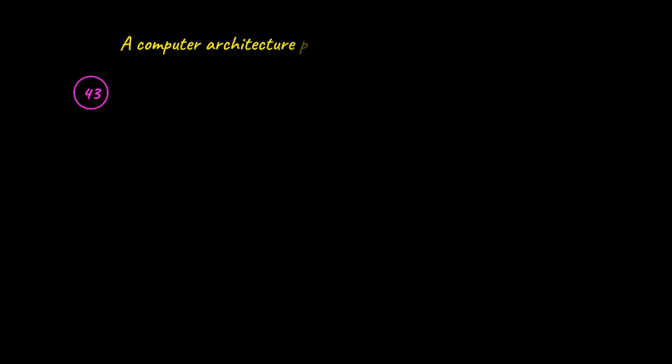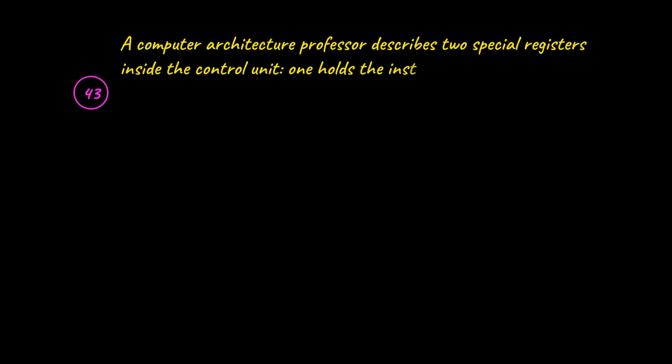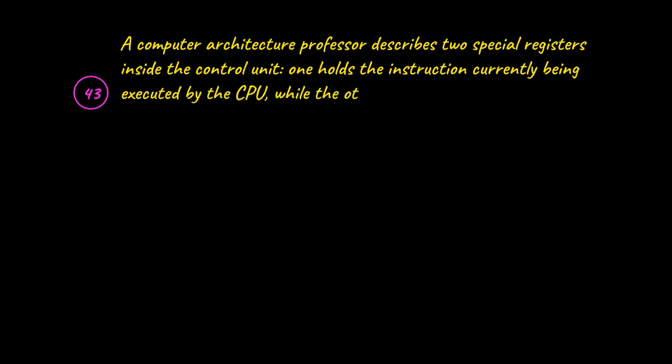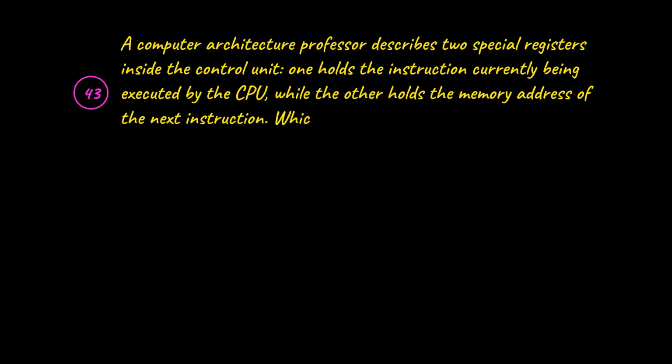Question 43. A computer architecture professor describes two special registers inside the control unit. One holds the instruction currently being executed by the CPU, while the other holds the memory address of the next instruction. Which pair correctly identifies these two registers?